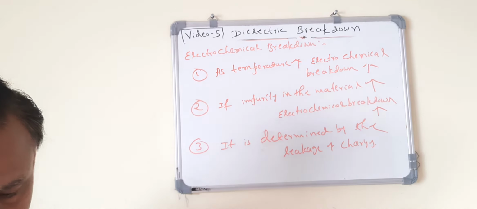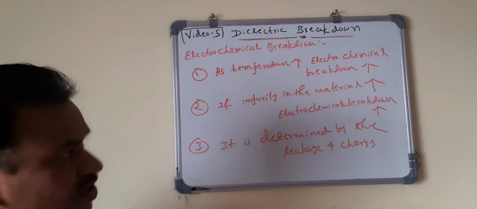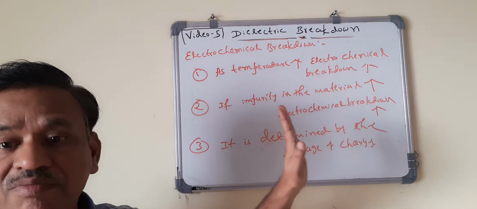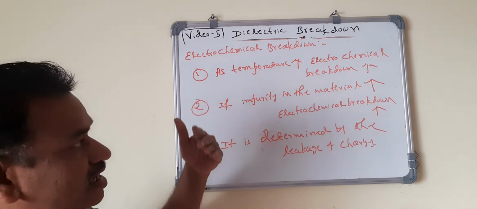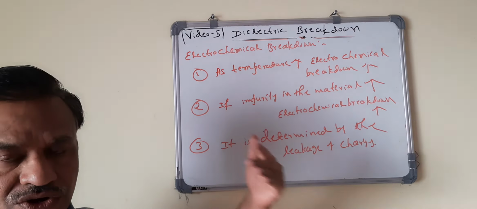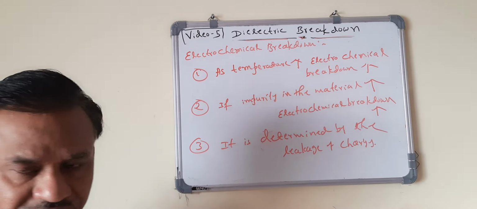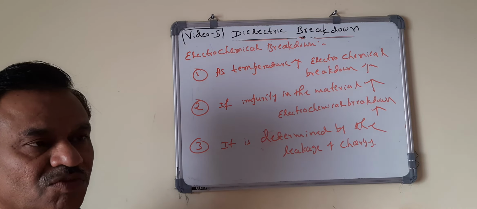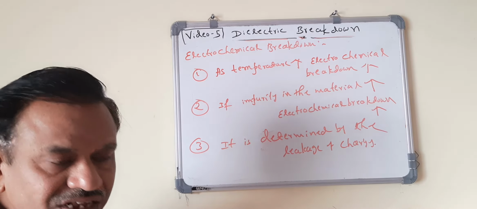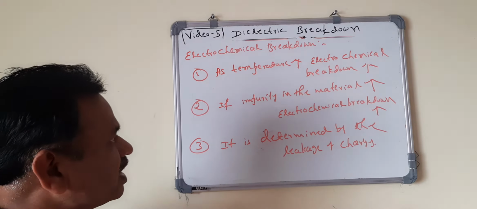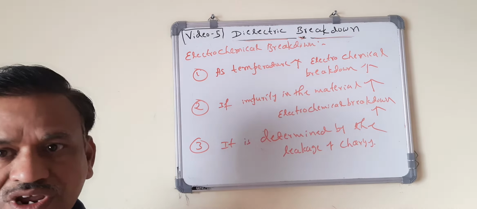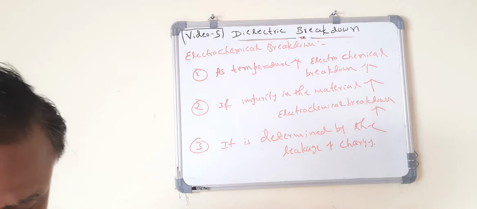Here, students, remember the electrochemical breakdown is almost similar to thermal breakdown. As temperature increases, the electrochemical reactions deteriorate or decrease. Once they decrease, more and more ions will be generated, and the mobility of the ions is very, very high. That leads to electrochemical breakdown.